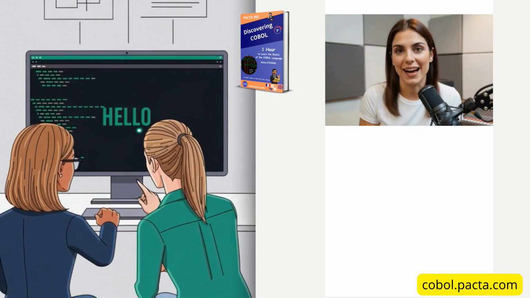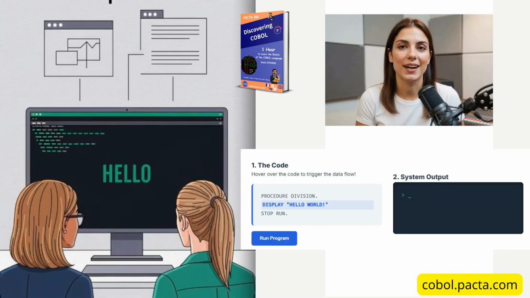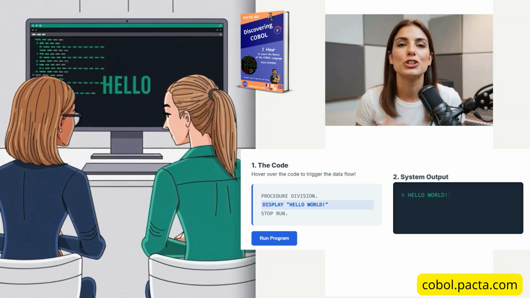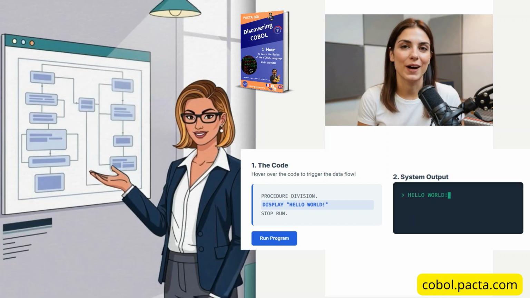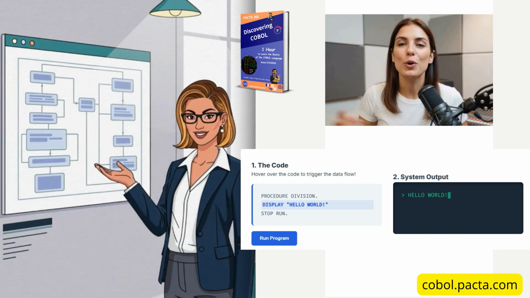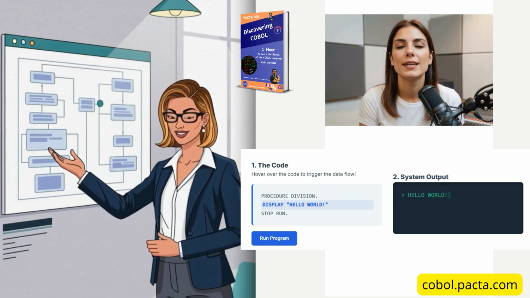When we combine these elements into the statement display hello, we are writing a complete sentence. The computer reads this instruction from left to right, identifying the action first and the subject second, mirroring the way we read a book. Once the instruction is written, the system prepares to execute the command.